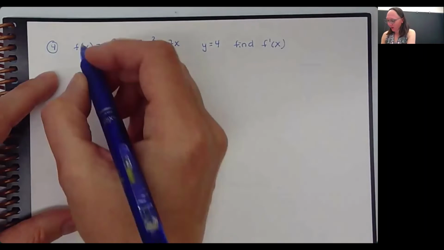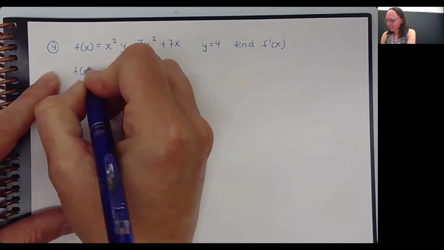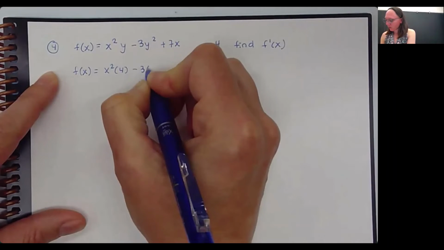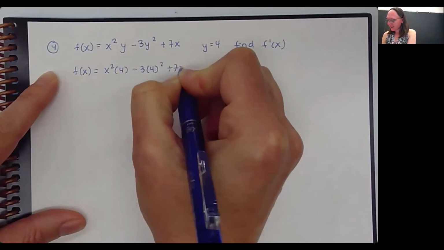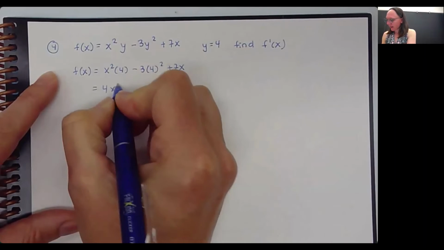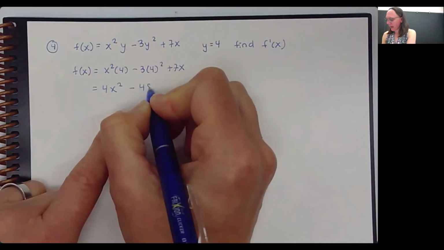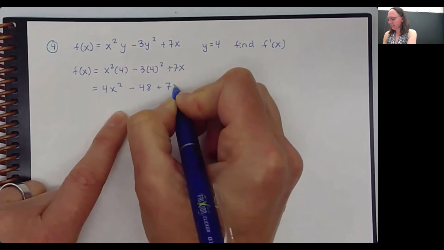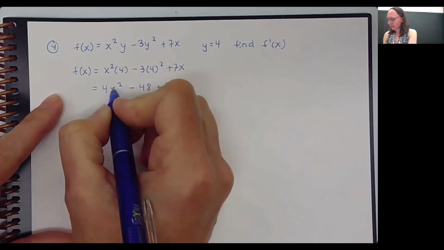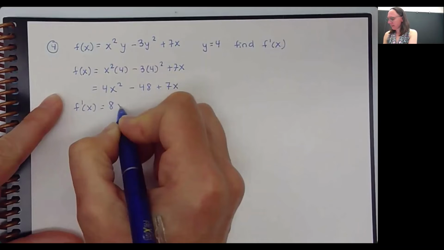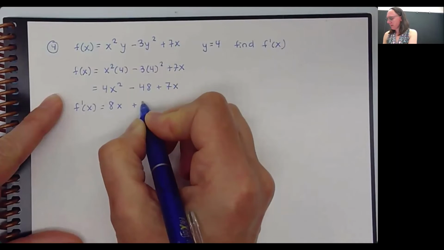So if I plug in the 4 for y, I've got f of x is equal to x squared times 4 minus 3 times 4 squared plus 7x. So 4x squared, 16 times 3, so 48 plus 7x. And when I take that derivative, I'm looking at 8x plus 7.